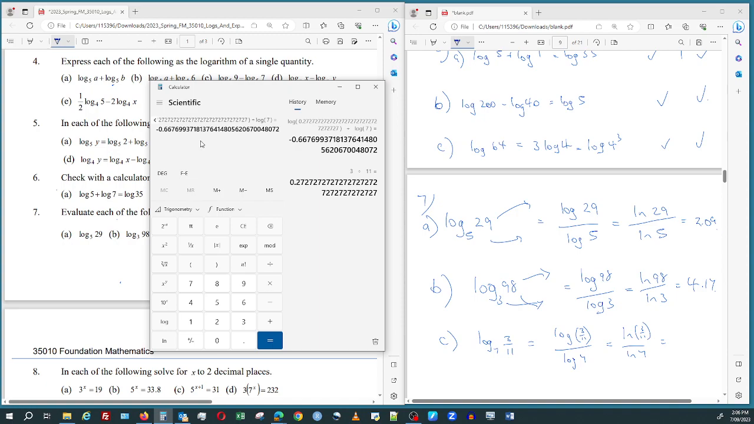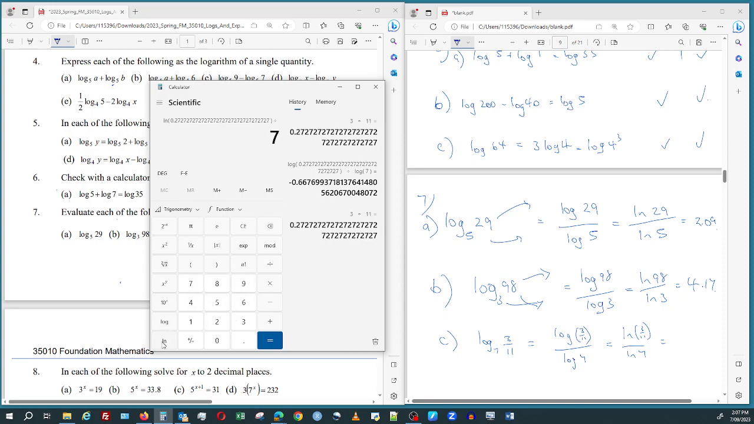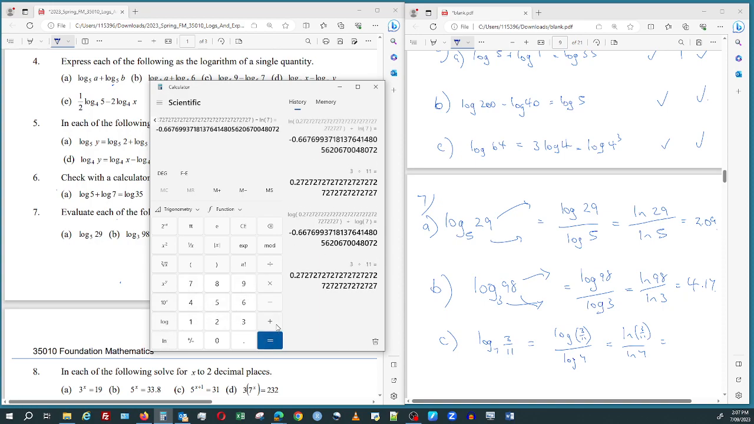minus 0.666. Okay, we'll do it again. 3 divided by 11 is equal to, now we'll take the ln of that, and we'll divide that by the ln of 7. That equals the same number. So there's our first result. Divided by log 7, 3 divided by 11, and we log that, and so we got the same result. So minus, taking into account rounding, 0.6 will become a 7. Done. So we can use the change of base formula, it's quite handy.